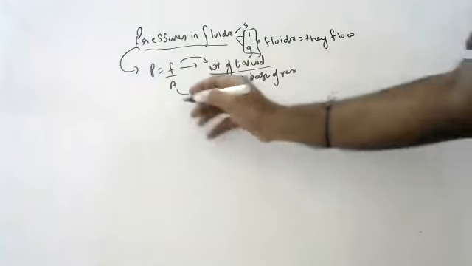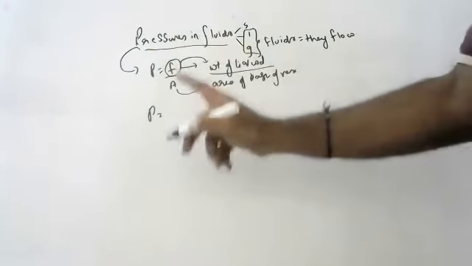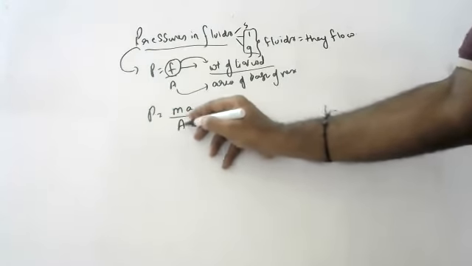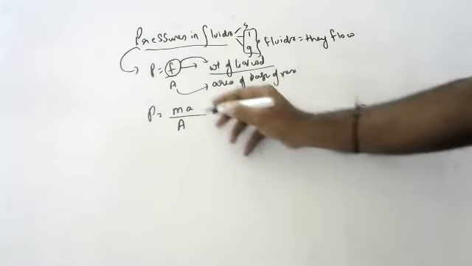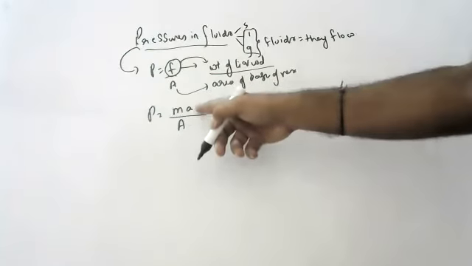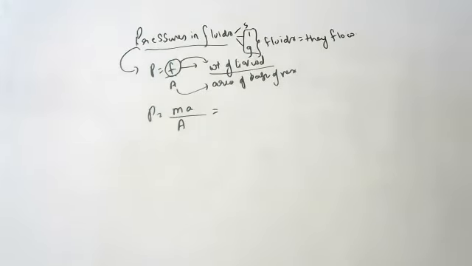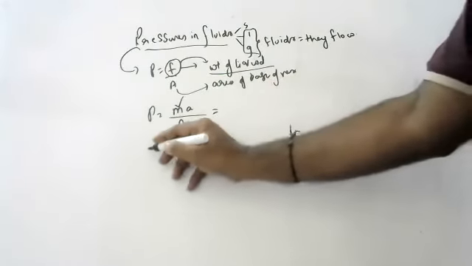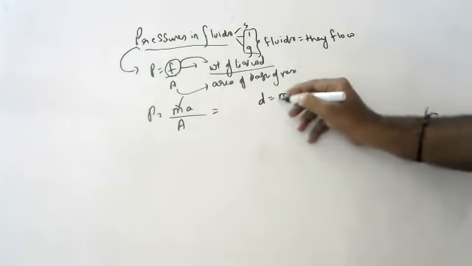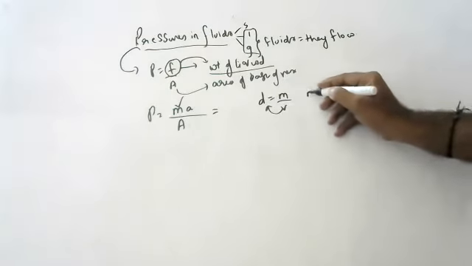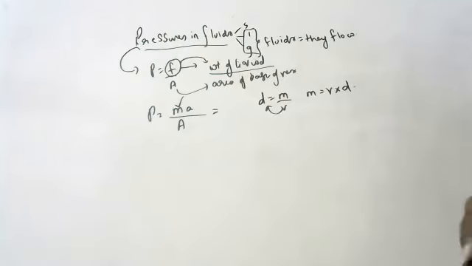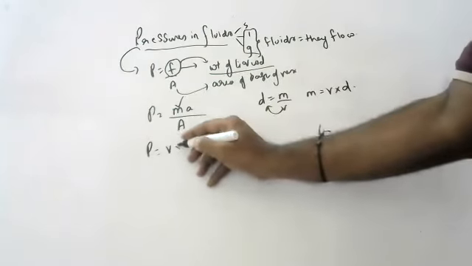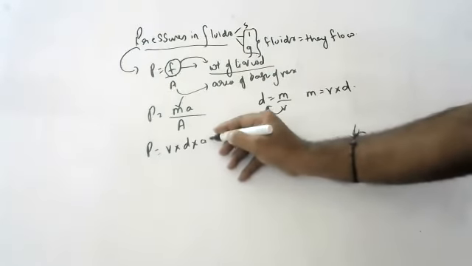Okay, so we know P is equal to force by area, and force is MA. Now, children, force is equal to mass into acceleration due to gravity, divided by area. So what is mass? Density is equal to mass by volume. So mass is volume into density. So pressure is equal to volume into density into acceleration.